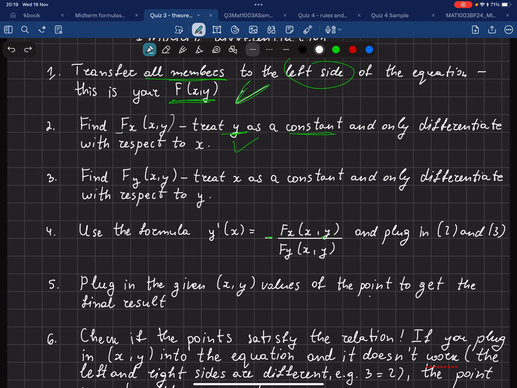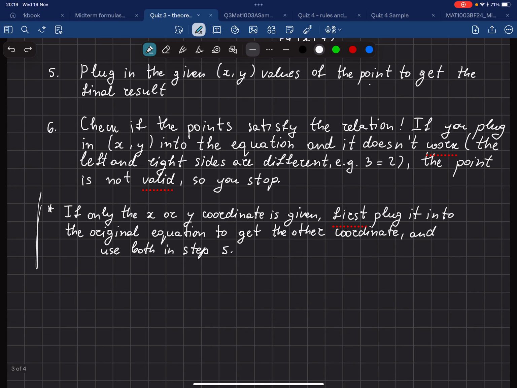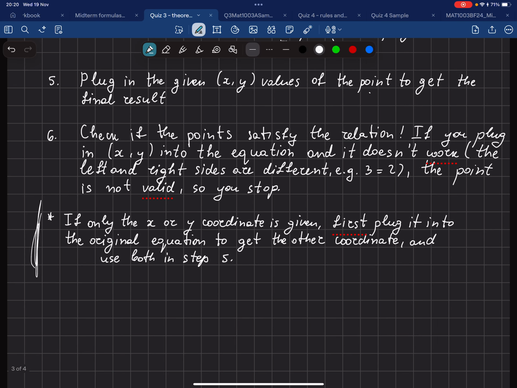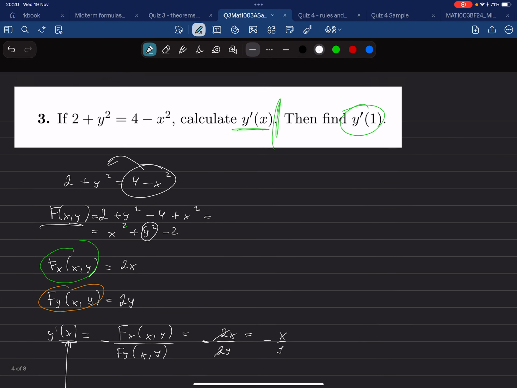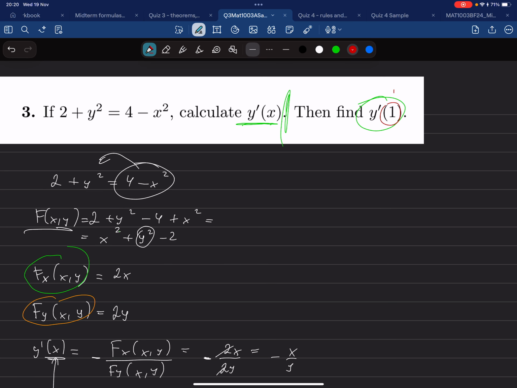So there is an explanation here at the bottom. I just wanted to show it to you. So if only the x or y coordinate is given, first plug it into the original equation to get the other coordinate and then go back to step 5. So in this particular problem, we're given x equals 1, but we don't know what the y will be for this formula. Or you could use this one. Yeah, this one would actually work better, right?